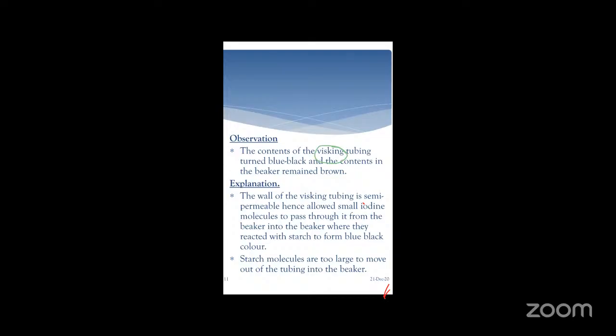So at the end of the experiment, you expect the iodine in the beaker will retain its color, which is brown, but inside the whisking tubing, the color will change from white to blue-black, simply because iodine molecules are very small, they're able to pass through the whisking tubing. That's another way you can actually test for diffusion.